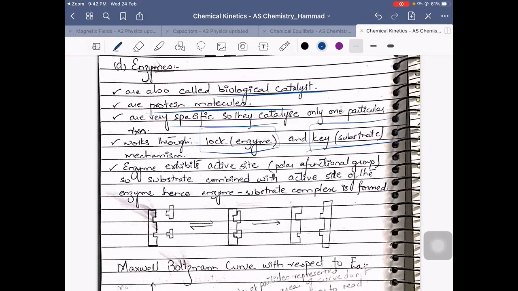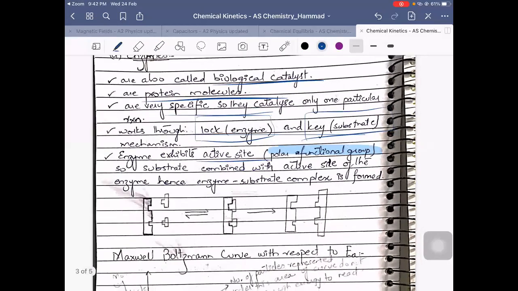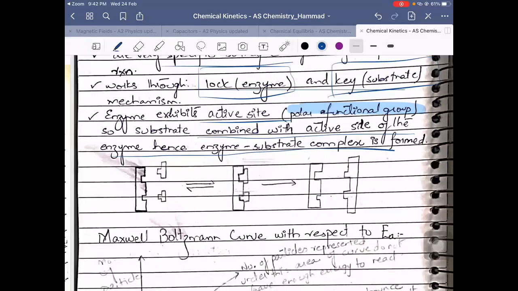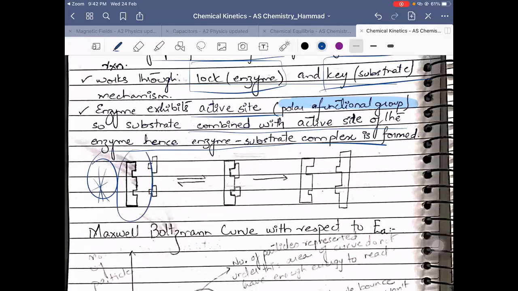Enzymes will exhibit an active site, which is a polar functional group. Polar as in it has a positive and a negative charge. So substrate combines with the active site of the enzyme. Hence, an enzyme-substrate complex is formed just like the one shown. This is your enzyme. The E part is your enzyme. These are substrate molecules which come and sit onto the enzyme active site, and thereby they form a product amongst themselves.